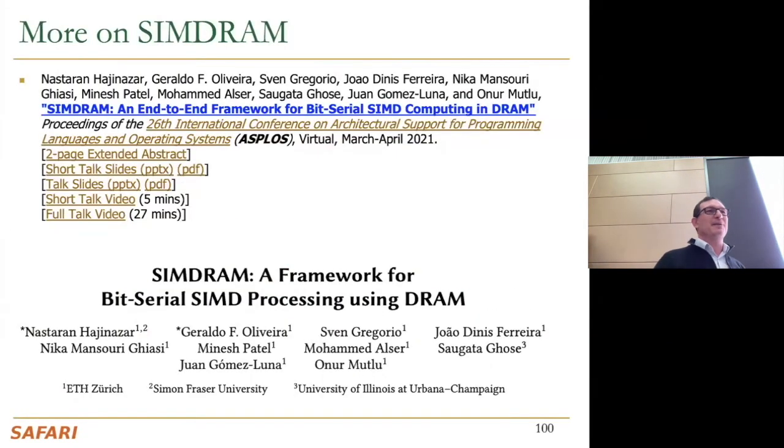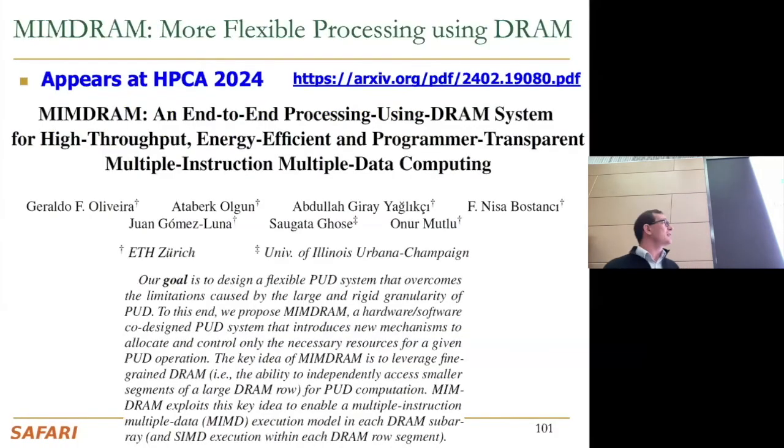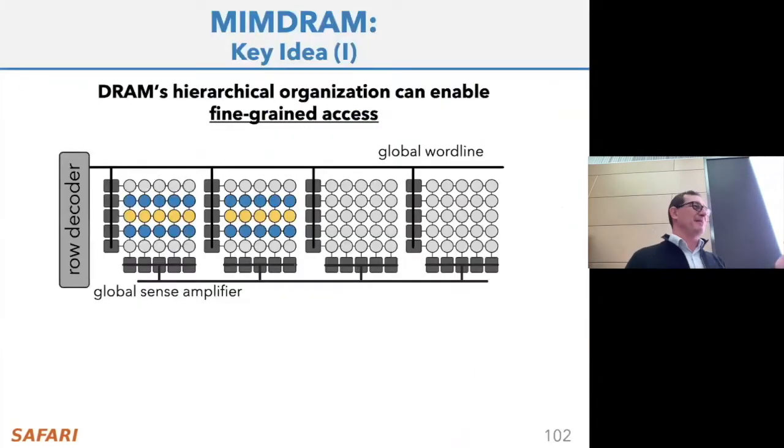This is the paper that talks about it. More recently, at the beginning of this year, we published an improvement over this work called MIMDRAM. In this work, we make this more flexible and more programmable. The idea is that, as opposed to doing computation on a very large row, you can do computation on a small fraction of it. If you are able to do computation on a very small fraction, you can improve efficiency, and you can do other operations on the rest of the row. I will go over this very quickly because we don't have that much time.